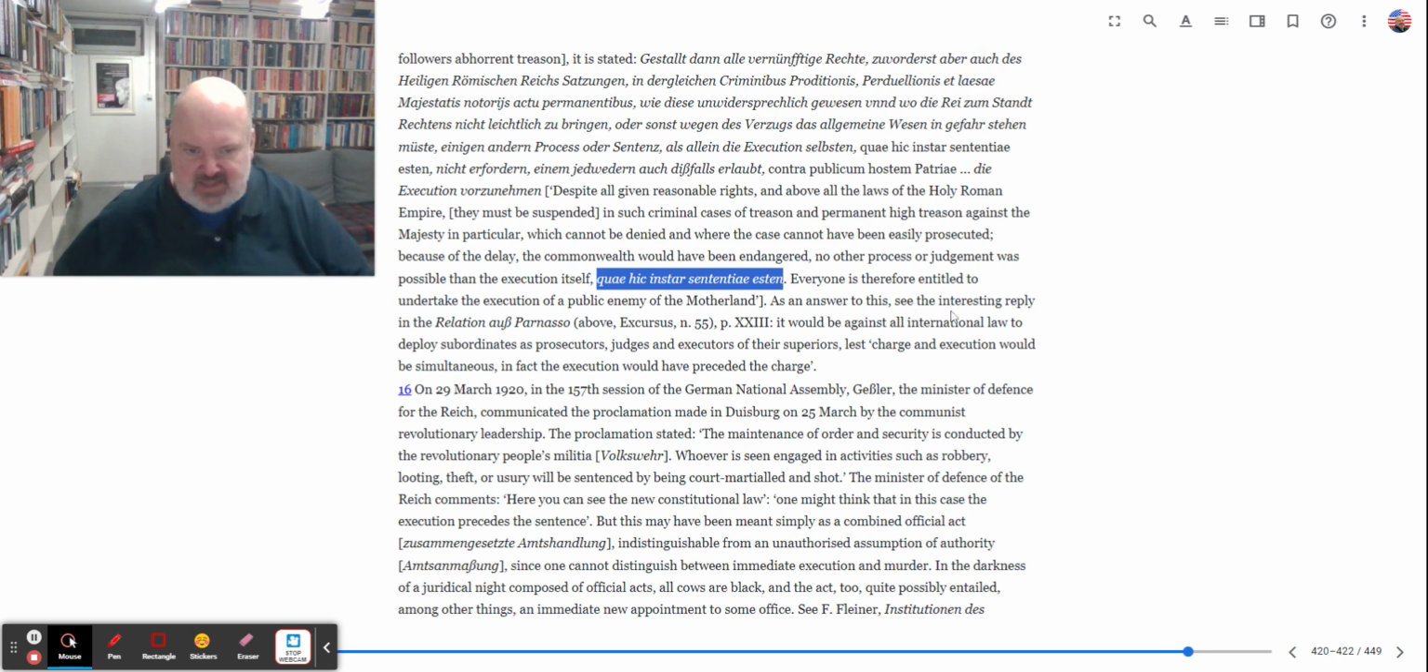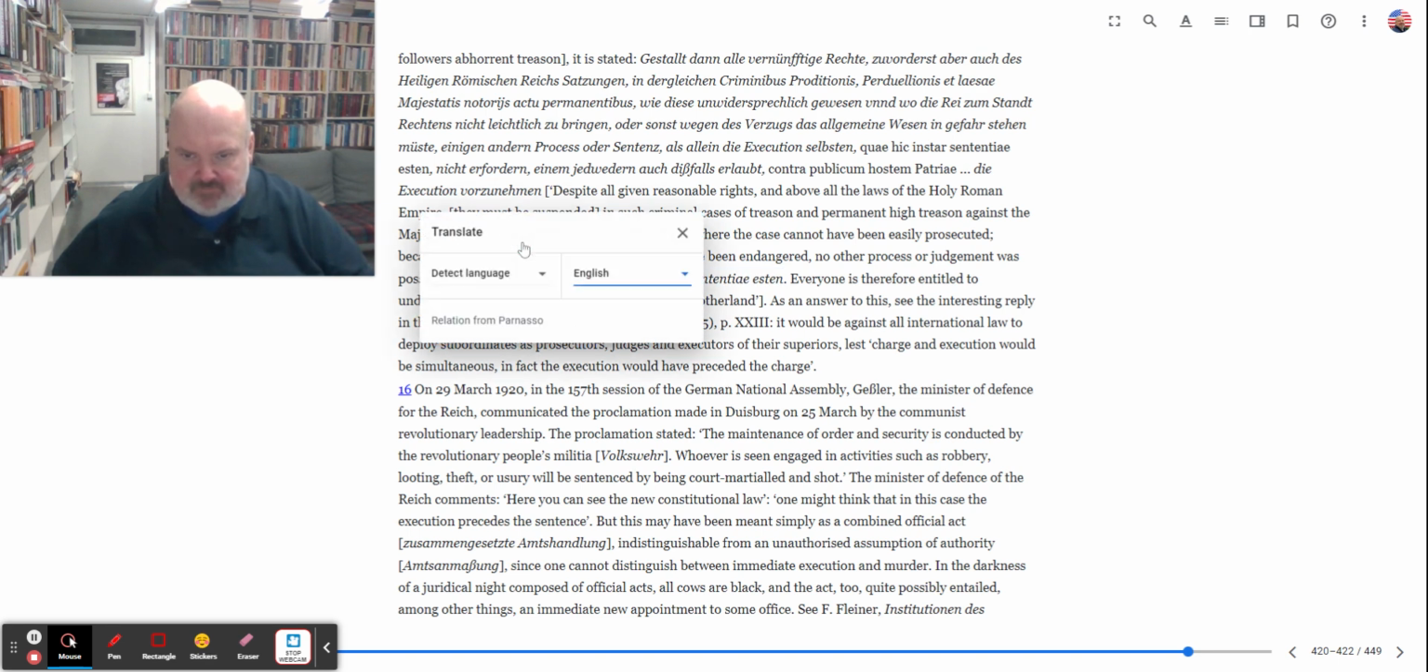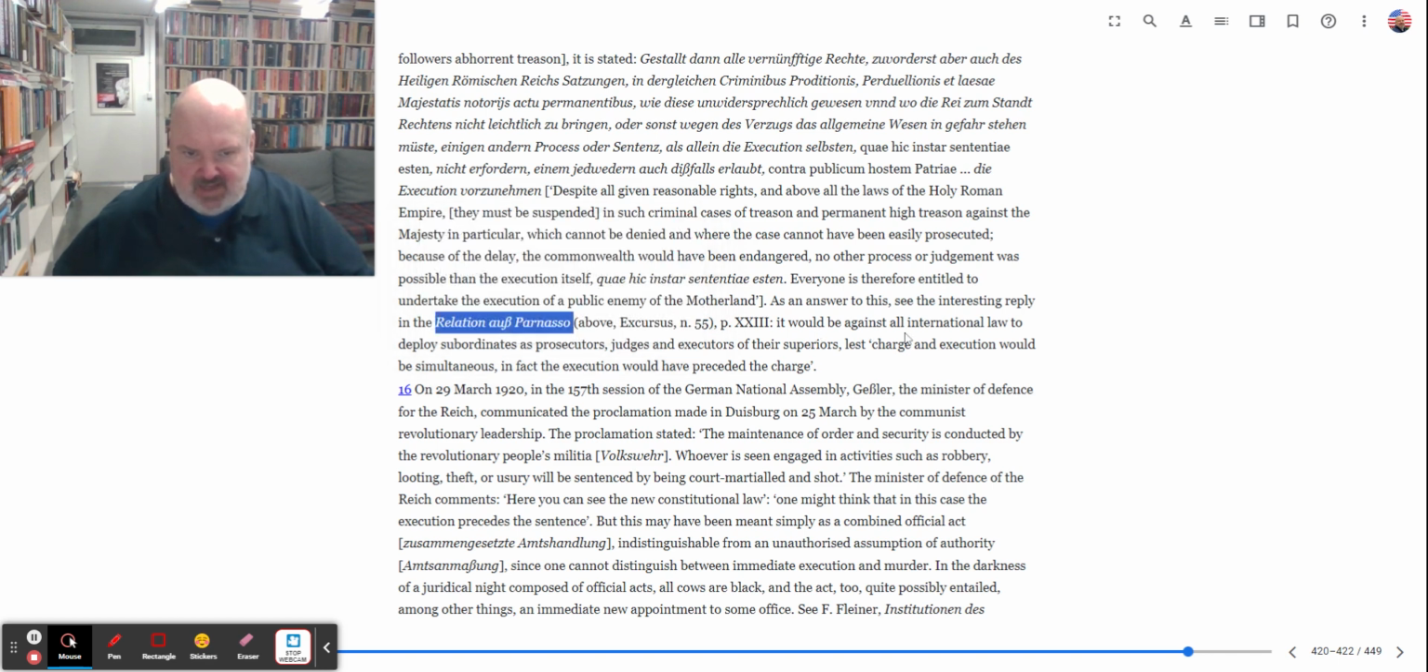As an answer to this, see the interesting reply in the relation from Parnaso. It would be against all international law to deploy subordinates as prosecutors, judges, and executioners of their superiors, unless charge and execution would be simultaneous, in fact the execution would have preceded the charge. In that sense, this is the response to the answer to this question.